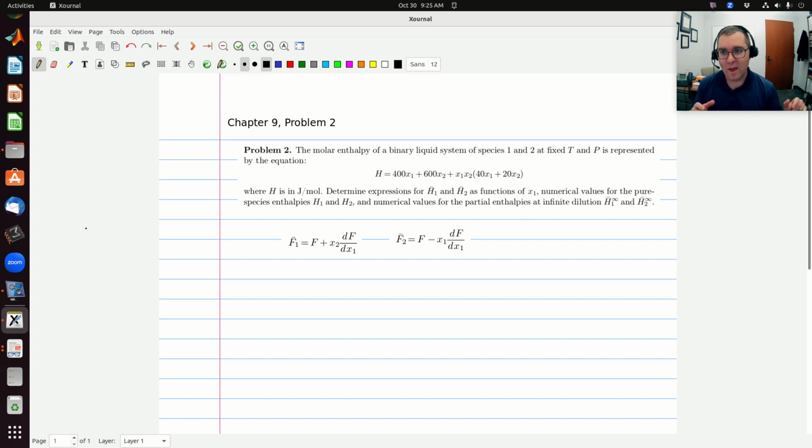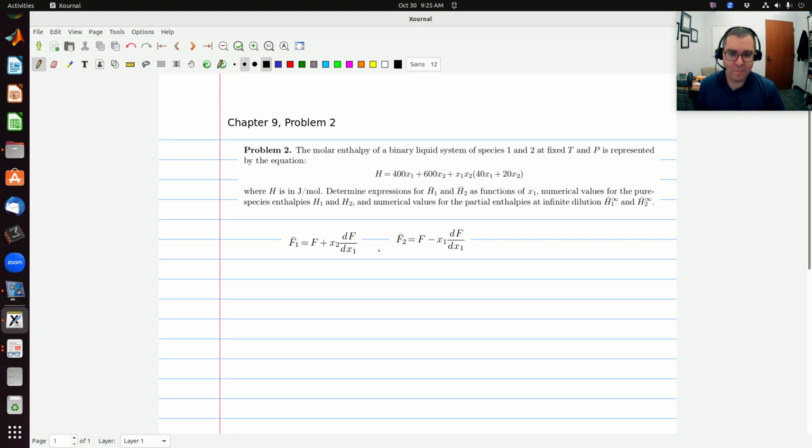Right, let's take a look at problem 2 from chapter 9. We're told the molar enthalpy of a binary liquid system of species 1 and 2 at fixed temperature and pressure is represented by the equation given below, where H is in joules per mole. Determine expressions for H bar 1 and H bar 2 as a function of x1, numerical values for the pure species enthalpies H1 and H2, and numerical values for the partial molar enthalpies at infinite dilution. Great, right? So a lot of things that they want here.